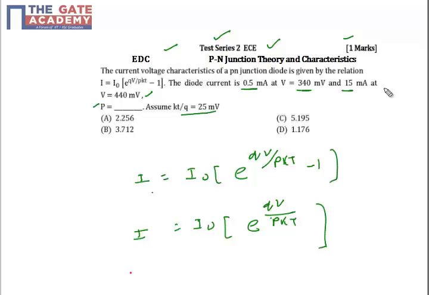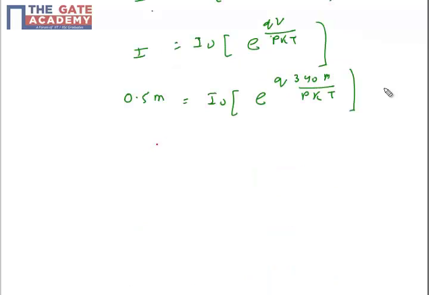Now just put in the conditions. If my current is 0.5 milliampere, it will be I0 times e raised to the power q into 340 milli upon ηkT, millivolt, because the voltage is in millivolt. My second condition: if my current is 15 milliampere, it will be I0 times e raised to the power q times 440 milli upon ηkT.